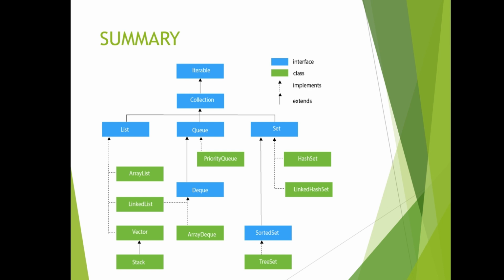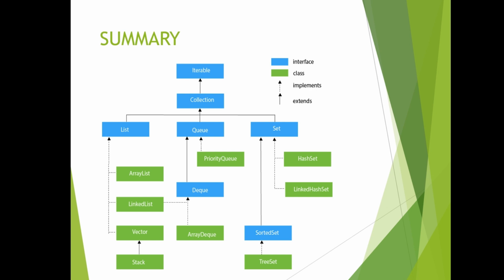We have the Iterable interface. We have Collection, and we have List, Queue, and Set. In the List we have ArrayList, LinkedList, Stack, and Vector, and in Queue we have PriorityQueue. And we have Set, with HashSet and LinkedHashSet. In SortedSet we have TreeSet here.